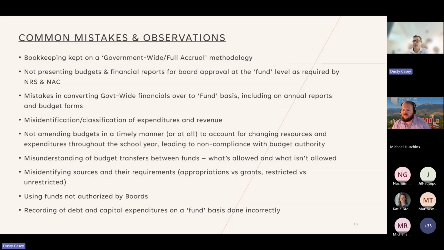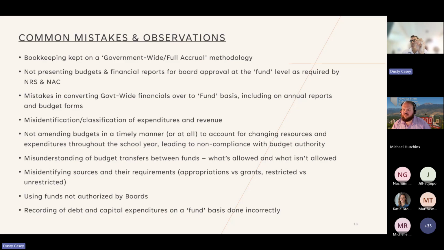Actually, no, we've seen that with a lot of schools, and it is a very common misconception. I'll tell you right now, it was for our school as well. I always coded our rent to that 440 object code within the 2600 function code, which is operations and maintenance. That's where it used to go.